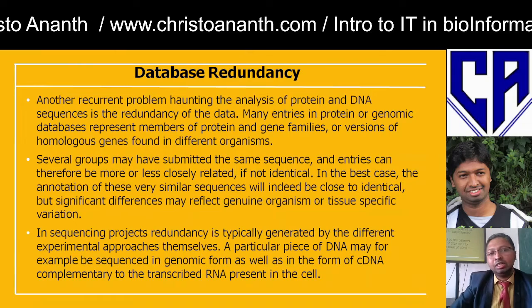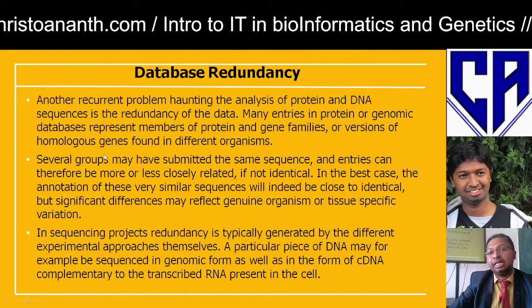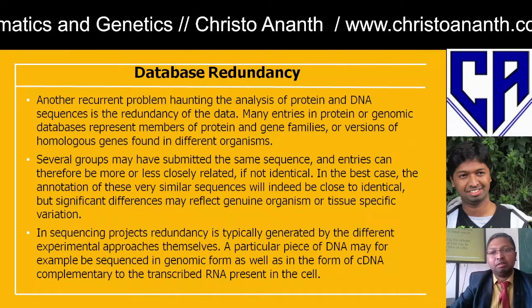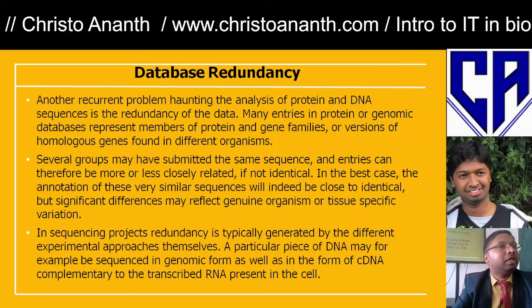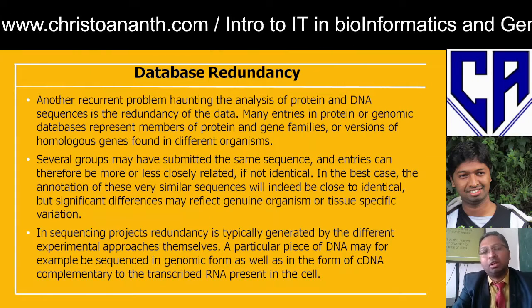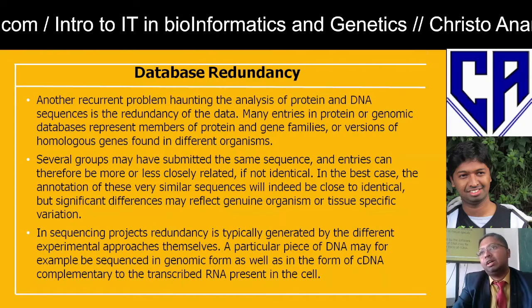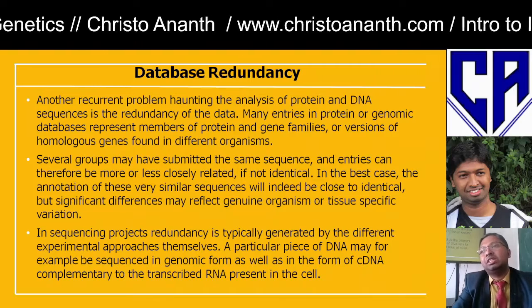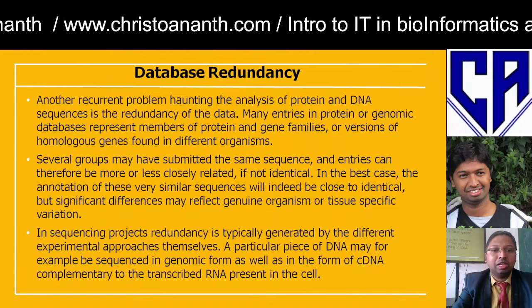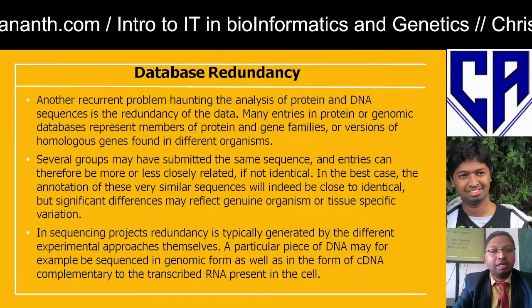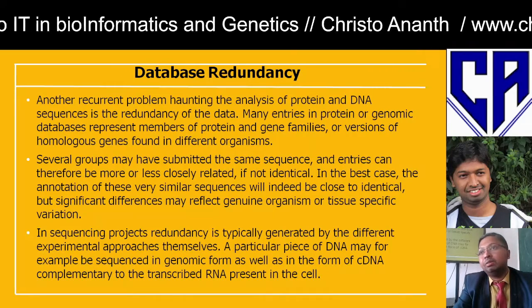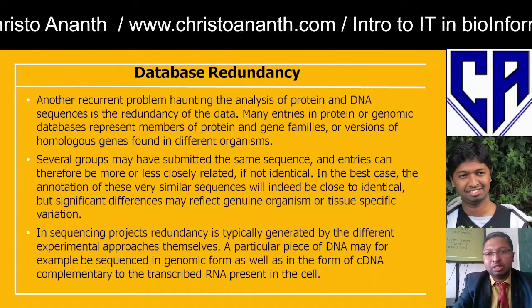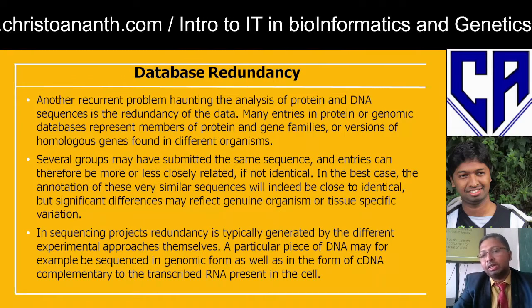And then there is database redundancy. There is another problem, which is nothing but the redundancy of data. Redundancy of data is data being repeated. In many entries in protein or genomic databases, we will experience this with genes of similar characteristics, what you call homologous genes, which are found in different organisms. Sometimes the characteristics of homologous genes are repetitive, and this repetition causes an error. Also, we have several groups with more or less closely related information that may not be similar, but are considered to be identical as well. For these close to identical things, it would reflect the genuine organism or the tissue.